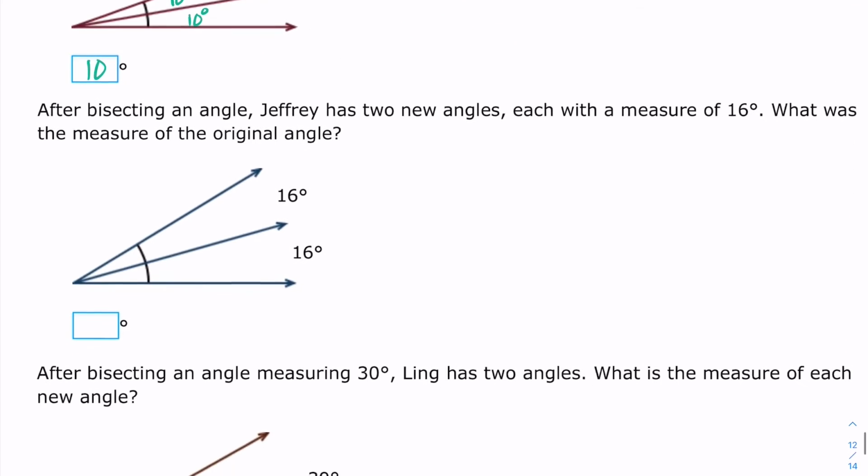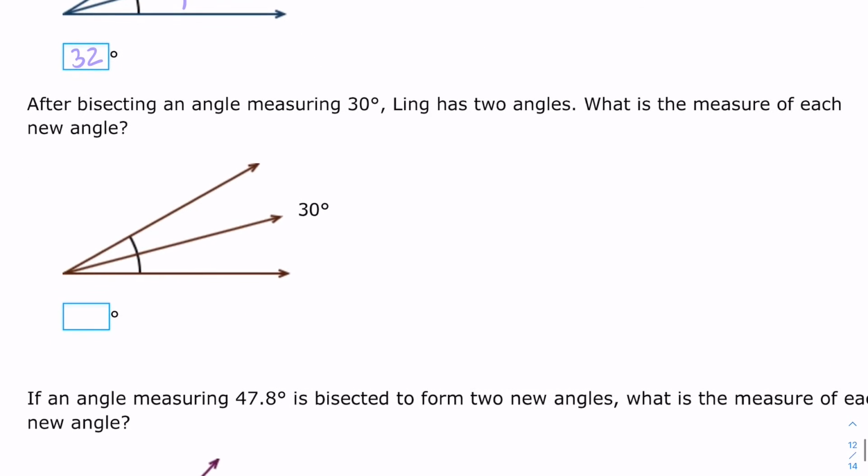All right. Next one. After bisecting an angle, Jeffrey has two new angles, each with a measure of 16 degrees. What was the measure of the original angle? Well, again, we just do 16 plus 16, because bisecting it cut it in half. So I get 32 degrees. So each one was 16 and 16, but total, it's 32 degrees total. All right, we're making some progress already.